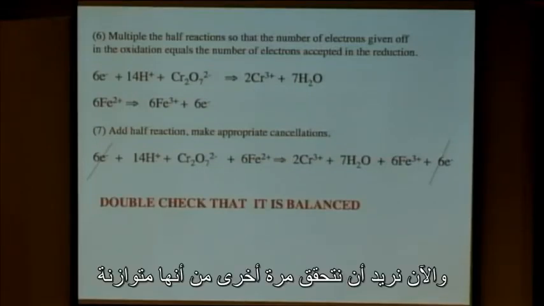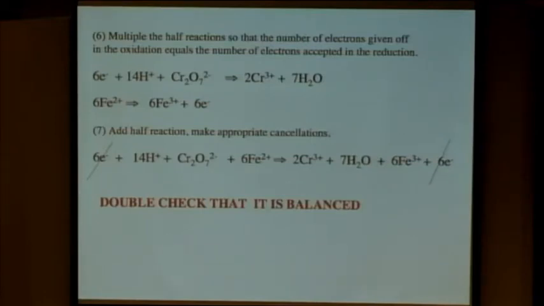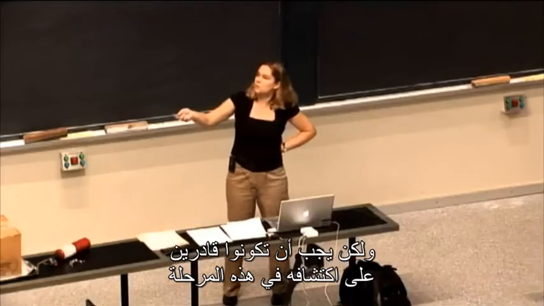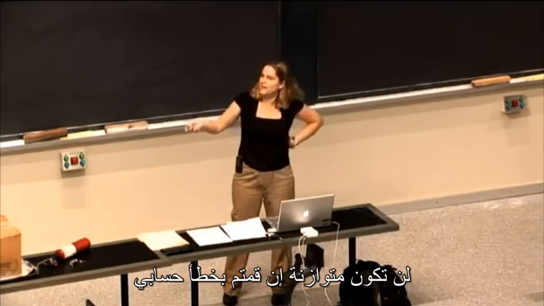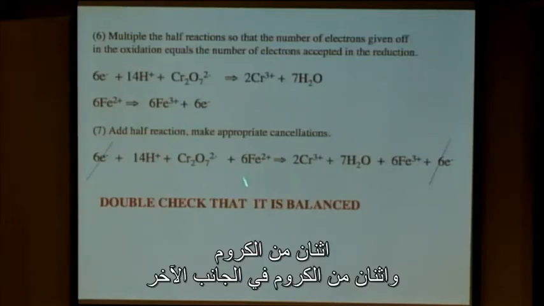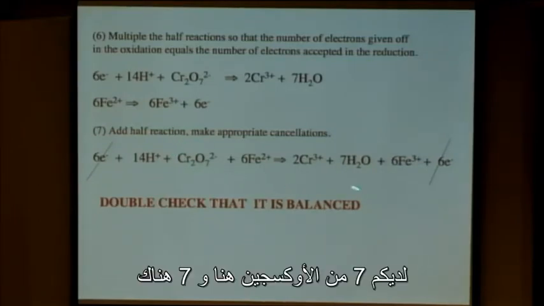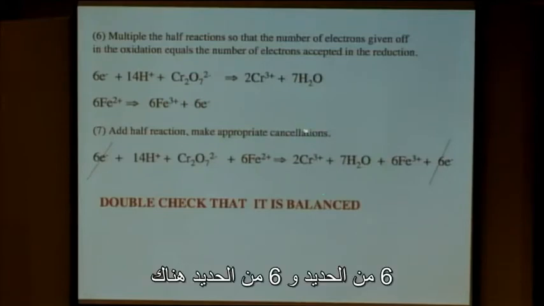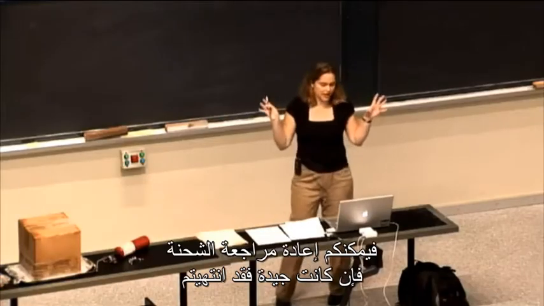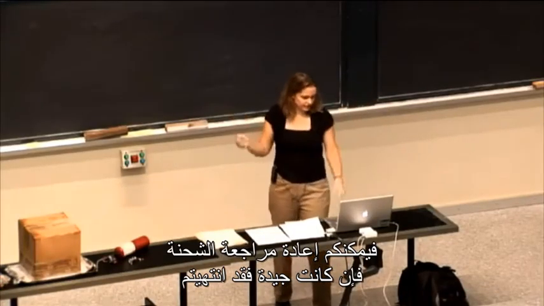And now we want to double check that, in fact, it's balanced. Again, this is very important to do on the test. It's really easy to make some kind of math mistake, but you should be able to figure it out at this point. It won't be balanced if you've made a math mistake. So there should be 14 hydrogens over here, 14 over there, 2 chromiums, 2 chromiums. You have 7 oxygens here, 7 oxygens there, 6 irons, 6 irons. And the charge also should be balanced on both sides. So you can double check that, and if it's good, then you're done.